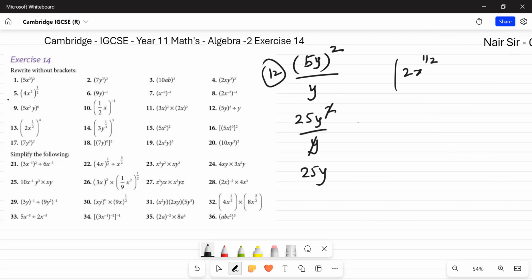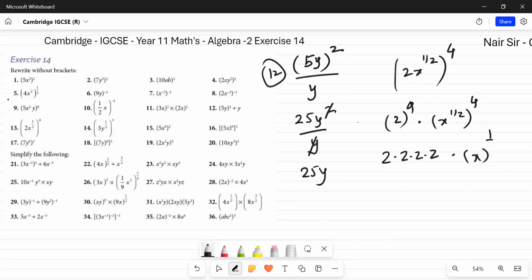2x raised to half, the whole raised to 4. What can I do? I can write this as 2 raised to 4 into x raised to half raised to 4. So 2 raised to 4 is 2 into 2 into 2 into 2, into x raised to 1 upon 2 multiplied by 4. 2 ones are 2, 2 twos are 4. So 2 to the 4 is just 16. 16x raised to the square.